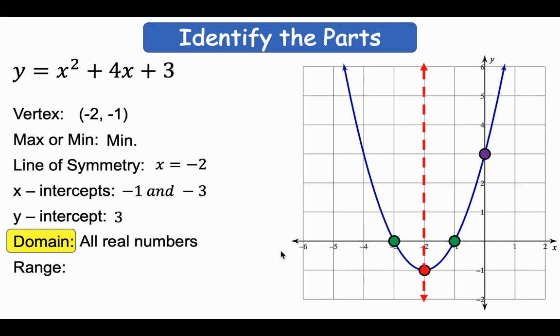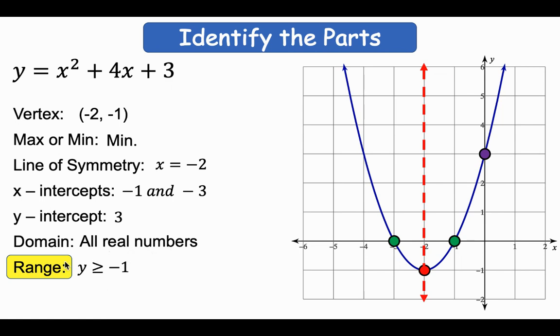Okay. Your range, though, is how high and low your graph goes. Now, just the fact that you have a minimum tells you it's not going to keep going down. So your range, if you look at your graph, it's all above this point right here. So that's at -1 on the y. So your range is always your y values. So basically this graph is going to be y is greater than or equal to -1 because it's all above -1.